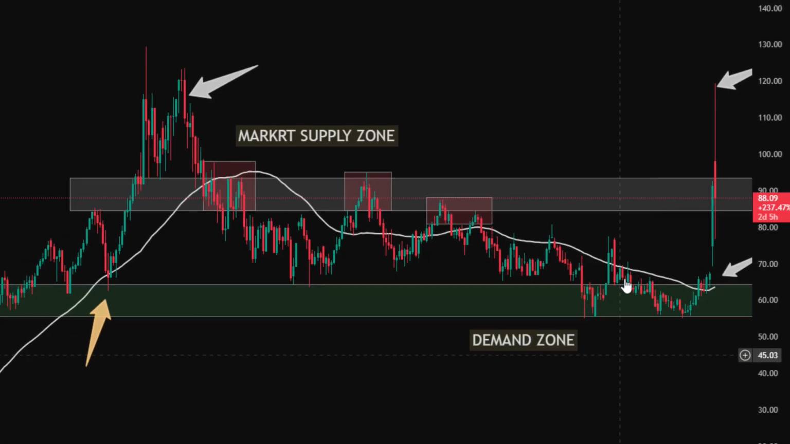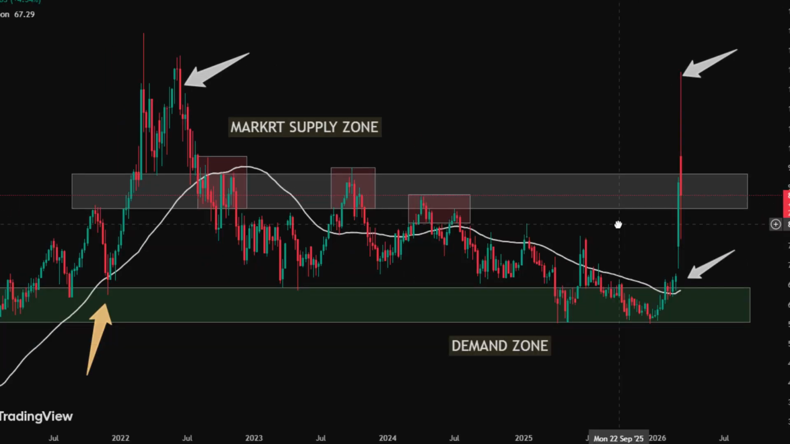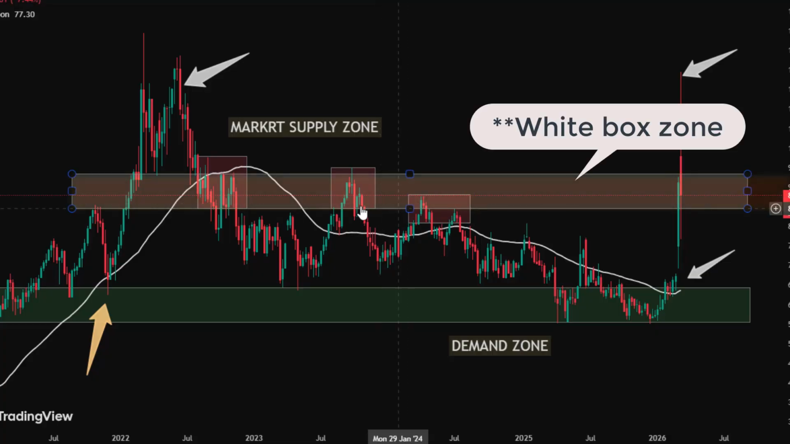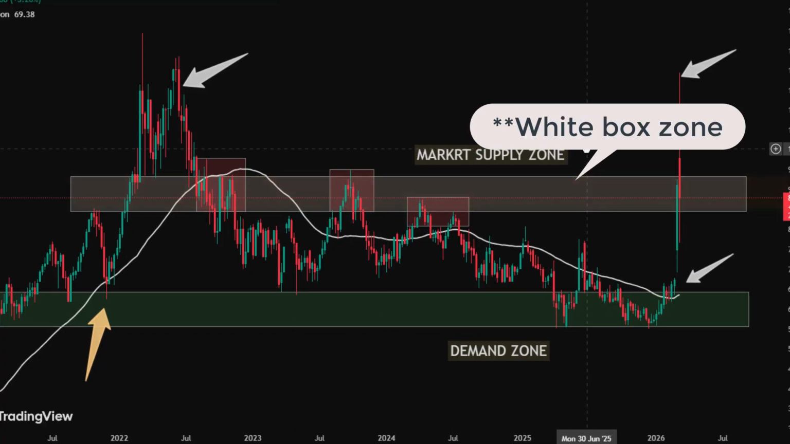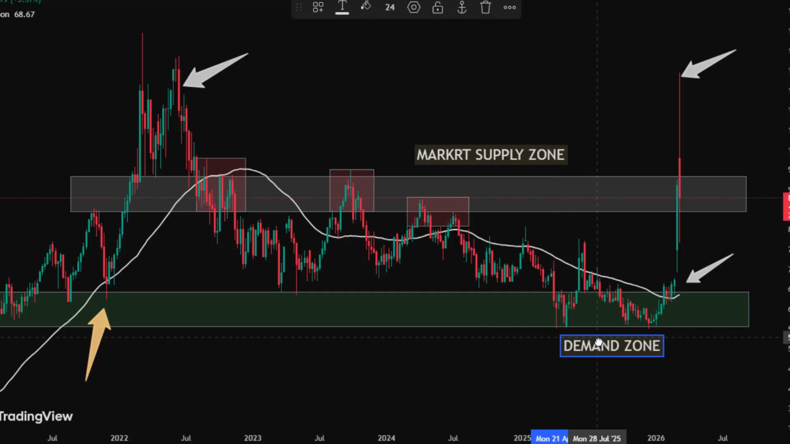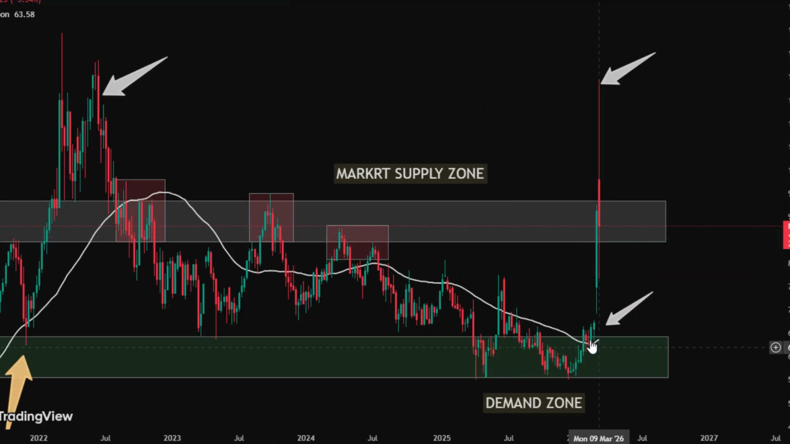Now, what is currently happening is very interesting because we are currently trading within this box zone. This blue box is actually a market supply zone, and here is the demand zone. As you can see, we made a very strong rally from point A all the way to as high as $120. Now, since we are still inside this zone, a lot is kind of playing out here.